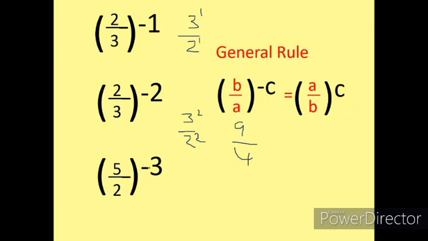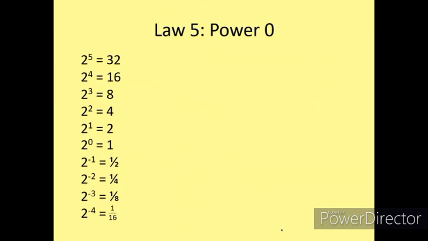Now 5/2 to the power minus 3, there's a minus, so I need to flip it, which will make it 2/5. And I need to cube the top, cube the bottom. 2 cubed is 8, and 5 cubed is 125. Good. And that's all you've got to do. So just remember that minus means you flip it and then you do whatever power's on there.